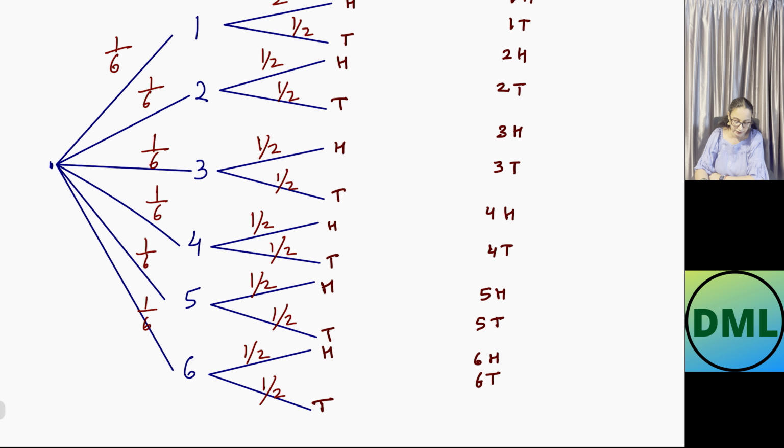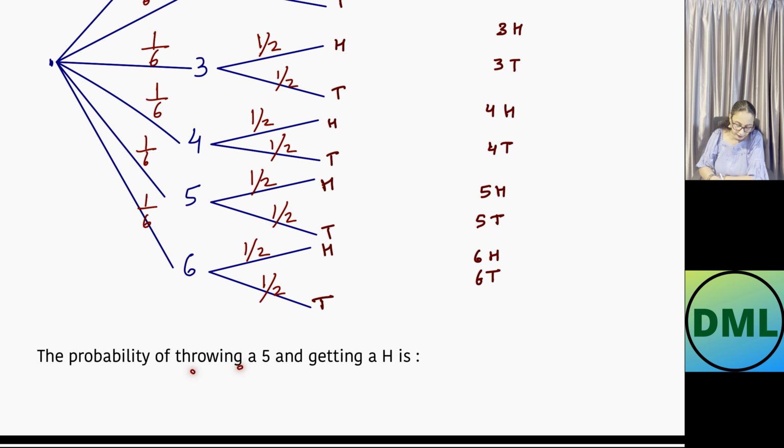Let's see the question here. The probability of throwing a 5 and getting a head is what? I need to throw the die as 5 and I should get head. So 5 and head. The probability for 5 is 1 by 6. The probability for head is half. Because I am doing it together, I need to multiply my answers. My answer will be 1 by 6 times 1 by 2, which is equal to 1 by 12. That will be your answer for this part.